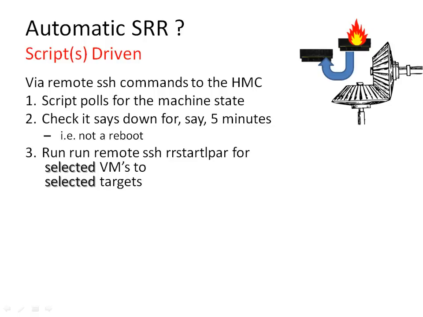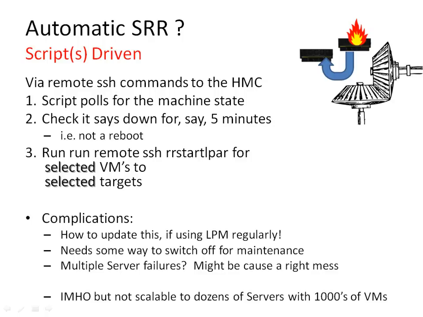We can use a remote login to the HMC to detect the machine has gone down for enough of a period of time that we think we have to take some action, and then it goes through a list selecting the virtual machines and the target resources to go off and use. Of course, there's some big complications in an automated tool. How to update this, for example, if you're using live partition mobility, the script has to notice that the database isn't on the crash machine anymore, it's gone somewhere else, so we don't have to move it.